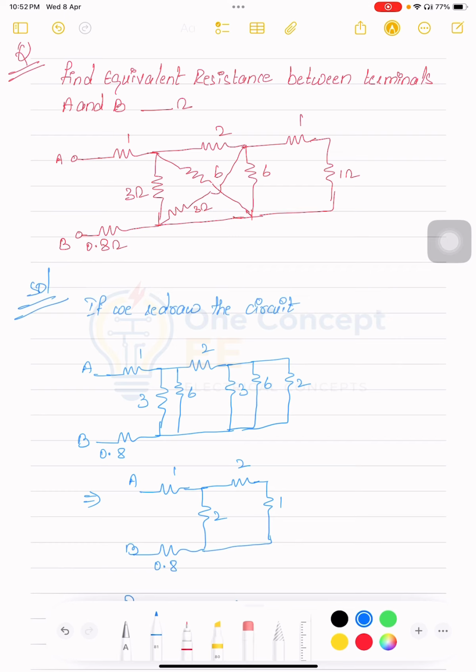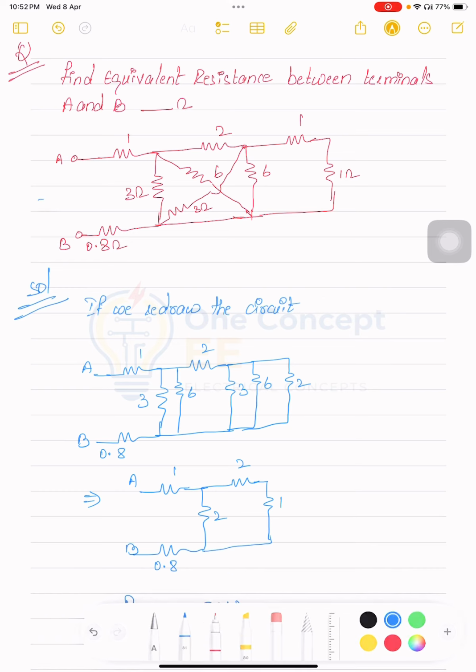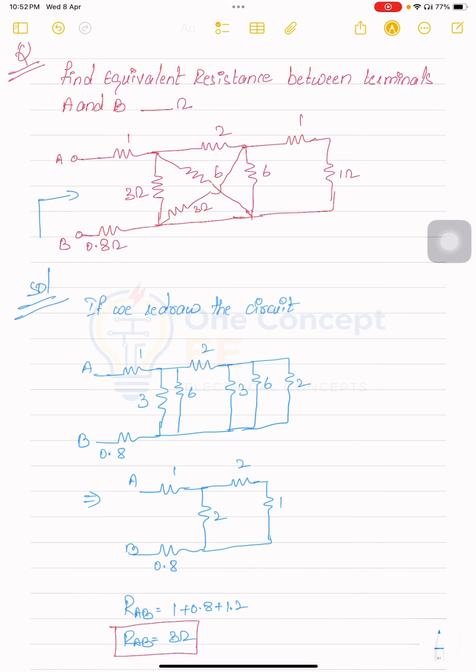In this question, we need to find the equivalent resistance across terminals AB. For solving this sort of question, we are seeing many nodes. In order to simplify this, we are naming the nodes.